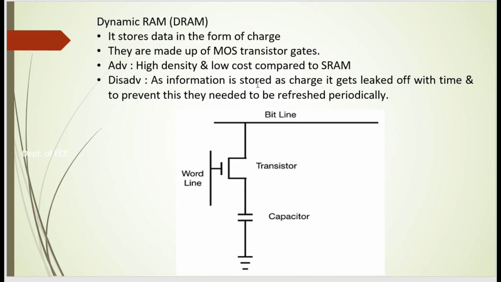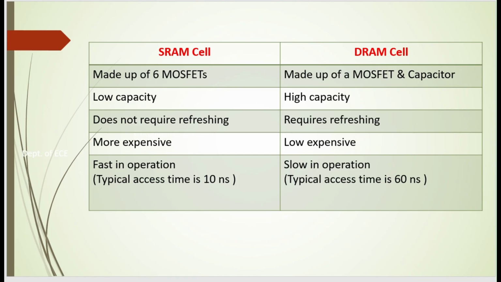Disadvantages: as information is stored as charges, it may leak off with time, and to prevent this, it is needed to refresh periodically. Coming to the difference between an SRAM cell and a DRAM cell. An SRAM cell is made up of 6 MOSFETs, whereas a DRAM cell is made up of a MOSFET and a capacitor. SRAM cell has low capacity, DRAM cell has high capacity.